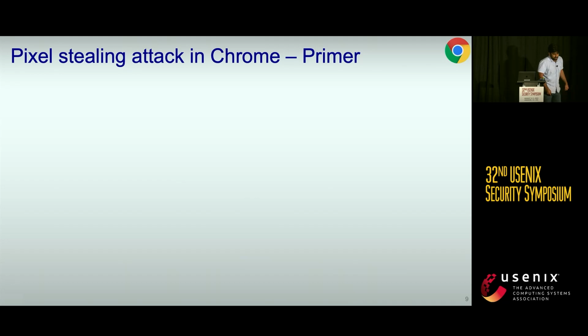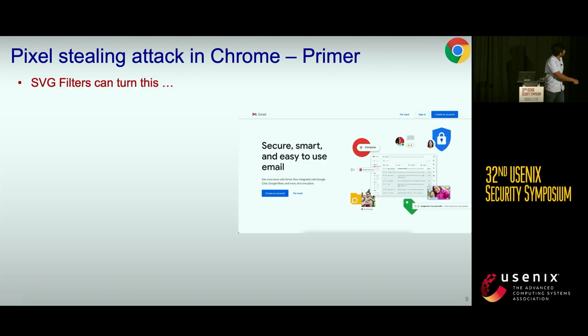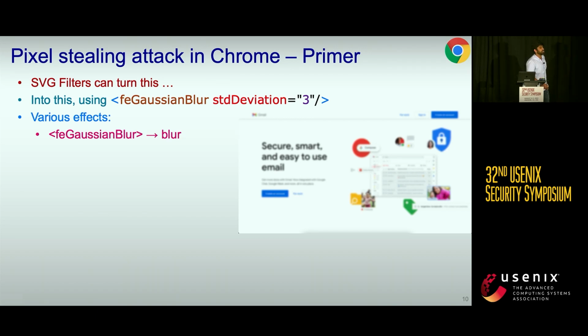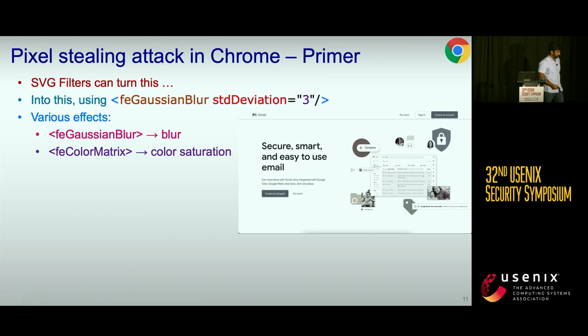Pixel stealing attacks. Before talking about pixel stealing attacks, we need to first understand what SVG filters are. So SVG filters can turn this normal looking gmail.com web page from this to this. For this particular transformation, we use the feGaussianBlur filter. SVG filters can be used to produce various effects. We saw the blurring effect that the feGaussianBlur filter can produce. The feColorMatrix can produce the color saturation effect, which we see here.